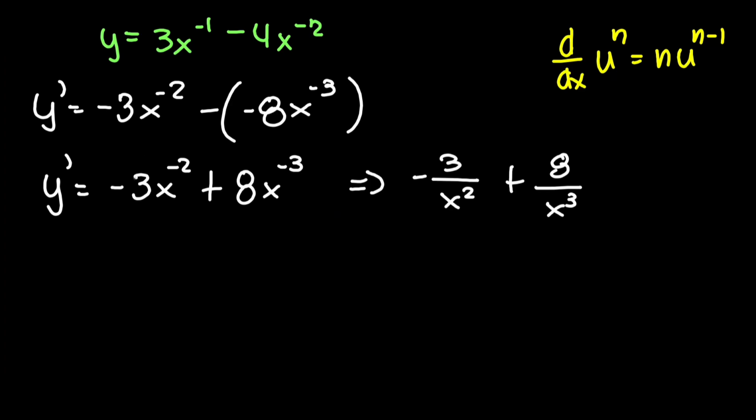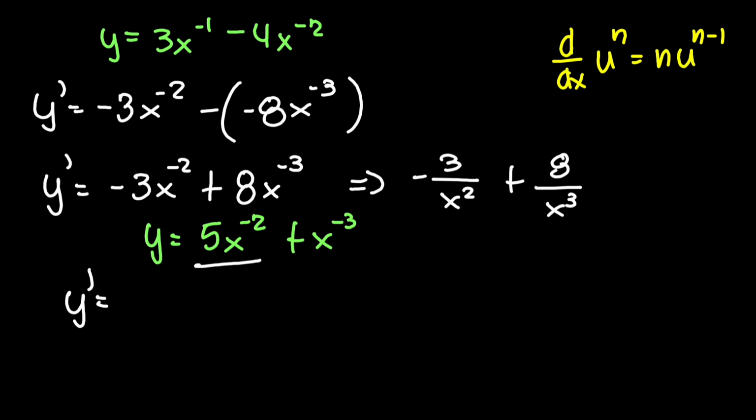Next problem would be y equal to 5x to the power of negative 2 plus x to the power of negative 3. The derivative of 5x to the power of negative 2: 5 multiplied by negative 2 would be equal to negative 10x. Negative 2 minus 1 would be equal to negative 3. Plus, we can put this as 1x to the power of negative 3. Multiplying 1 and negative 3, it would result in negative 3x. Negative 3 minus 1 would be equal to negative 4.